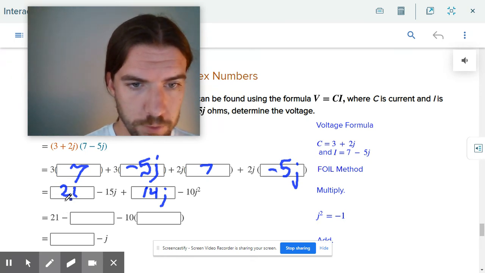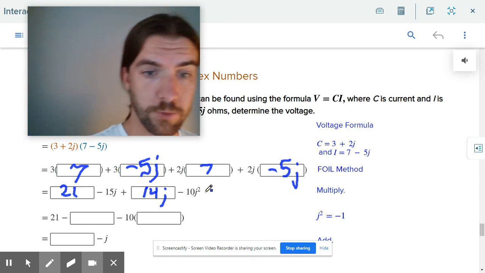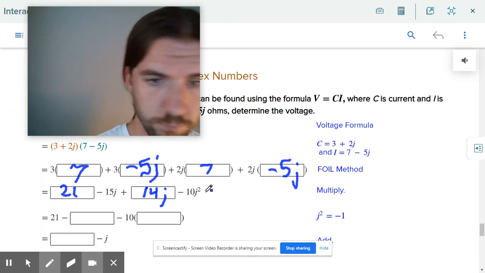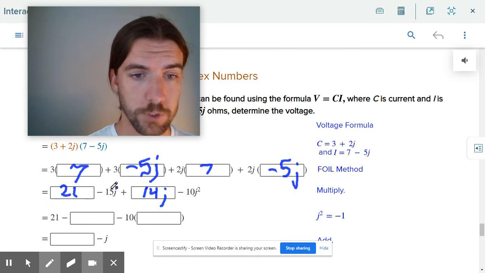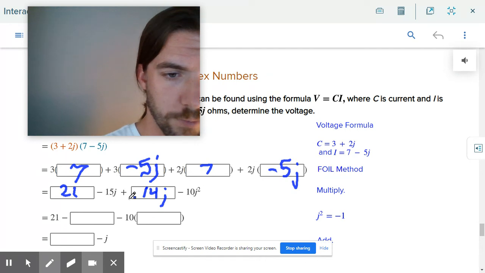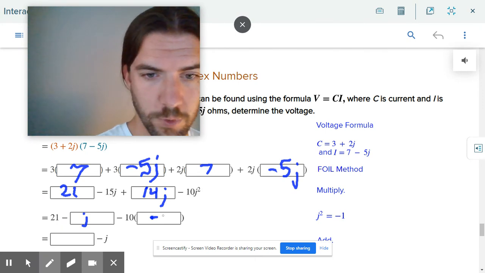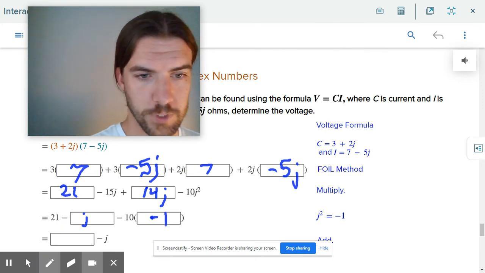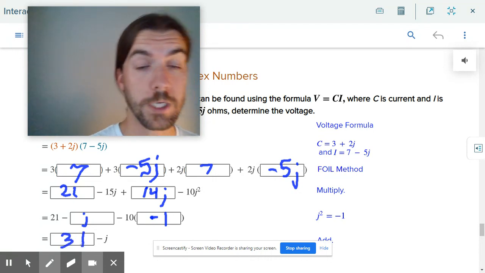21, our real number, can be combined with this negative 10j squared like we did before. What order are they doing that in? 21 minus 15j plus 14j. Yep, so they put the j's together. So minus j minus 10j squared, where we have j squared equaling negative 1. Okay, 21 plus 10 equals 31. Same thing I showed you with the area model.